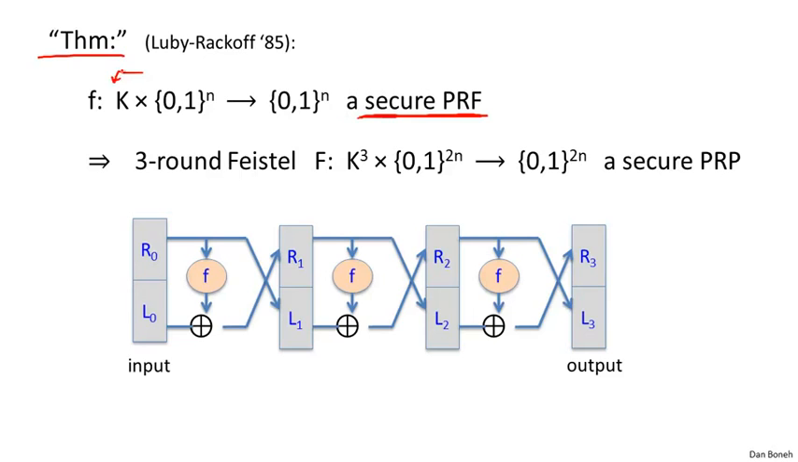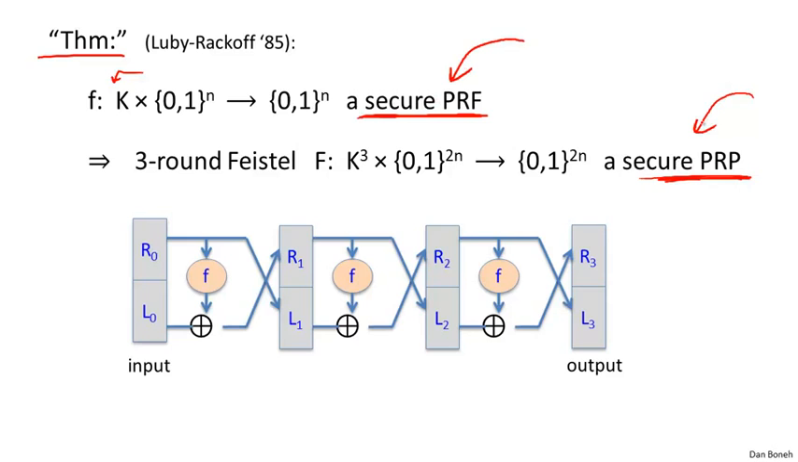Then it turns out that if you use this function in 3 rounds of a Feistel network, what you end up with is a secure pseudo-random permutation. In other words, what you end up with is an invertible function that's indistinguishable from a truly random invertible function. And I hope you remember that the definition of a secure block cipher is that it needs to be a secure pseudo-random permutation. So what this theorem says is if you start with a secure pseudo-random function, you end up with a secure block cipher. Basically, that's what this says.